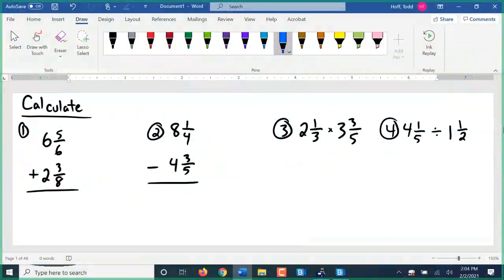We're adding and subtracting, which means we have to have the same name. And for our fractions, of course, that means common denominator. So we're going to rewrite these with common denominators.